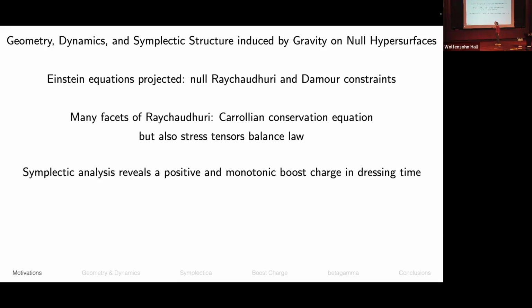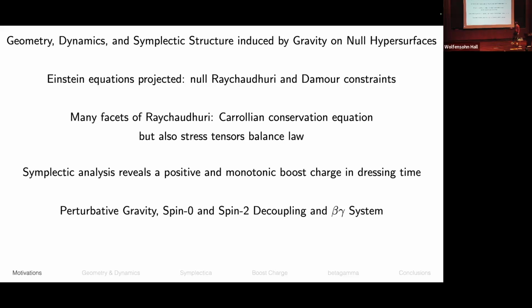Later, using the symplectic analysis and the covariant phase space, we're going to reveal a positive and monotonic boost charge in a particular notion of time, which only for non-expanding null hypersurfaces will coincide with the affine time, which we call here the dressing time. And toward the end of the talk, in the perturbative gravity regime, so in the weak gravity regime, we're going to see that the spin 0 and spin 2 degrees of freedom decouple, and there is an emerging beta gamma system that is related to null generators.